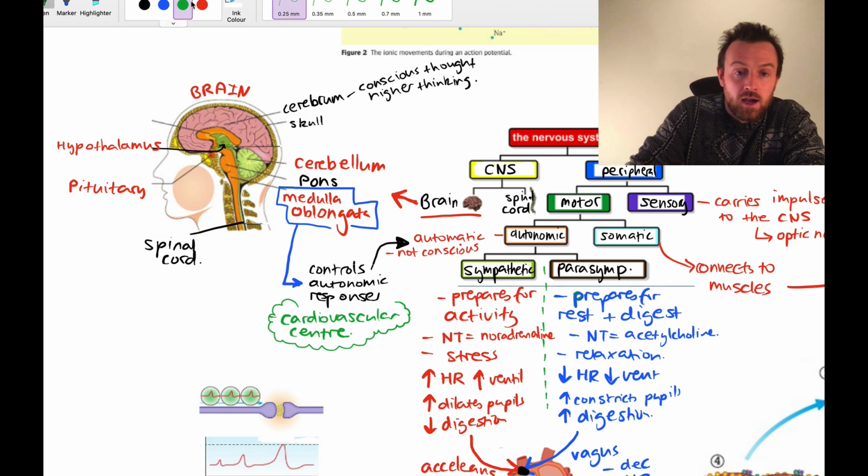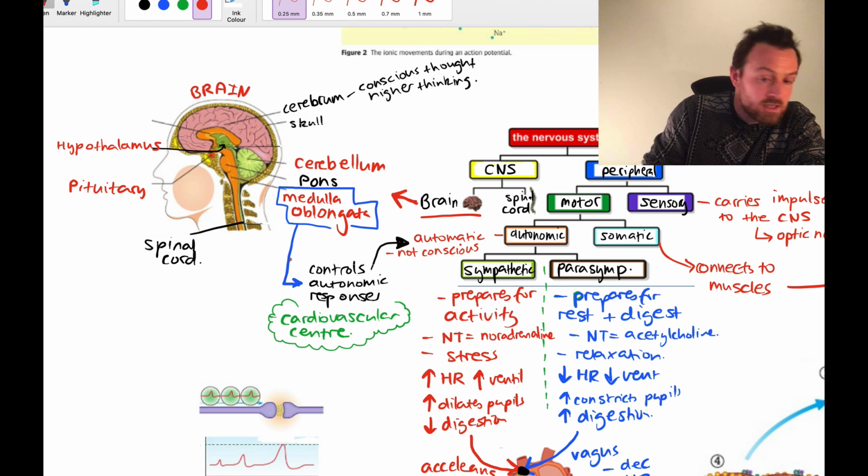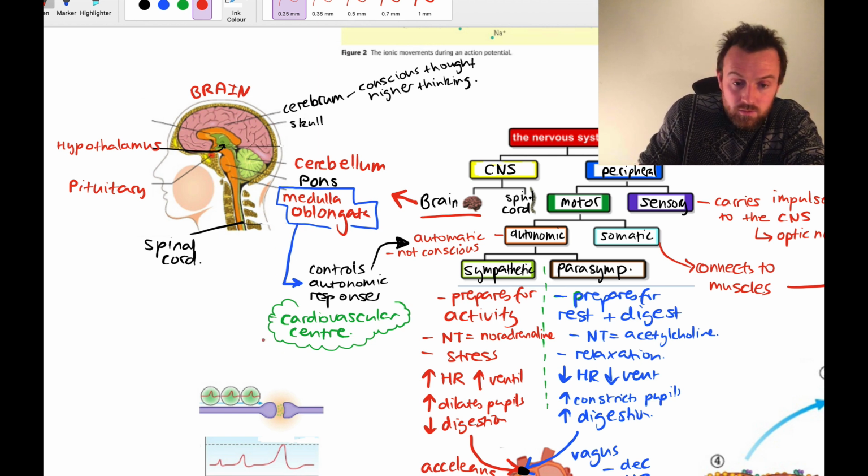So, in terms of things that will make it speed up the heart, we've got stretch receptors actually in the muscles.